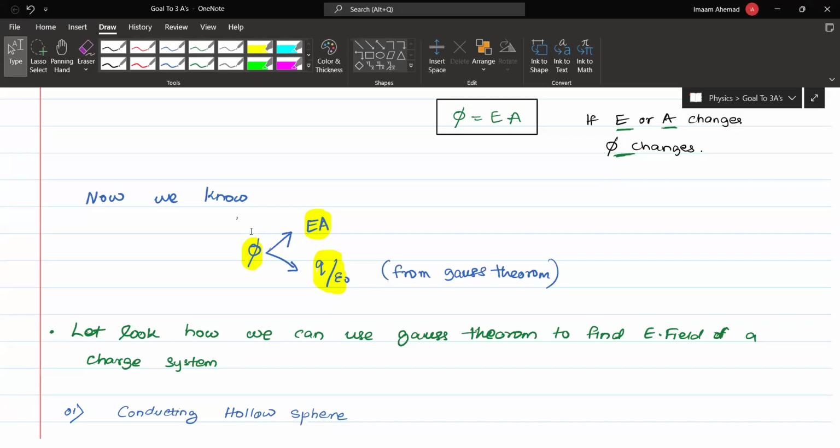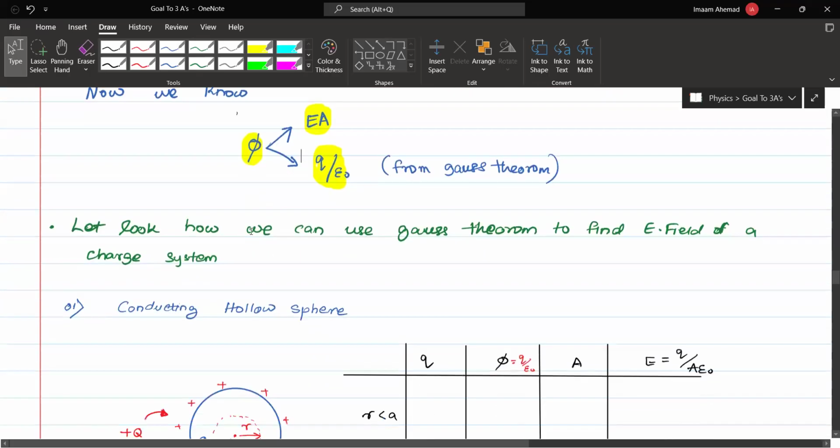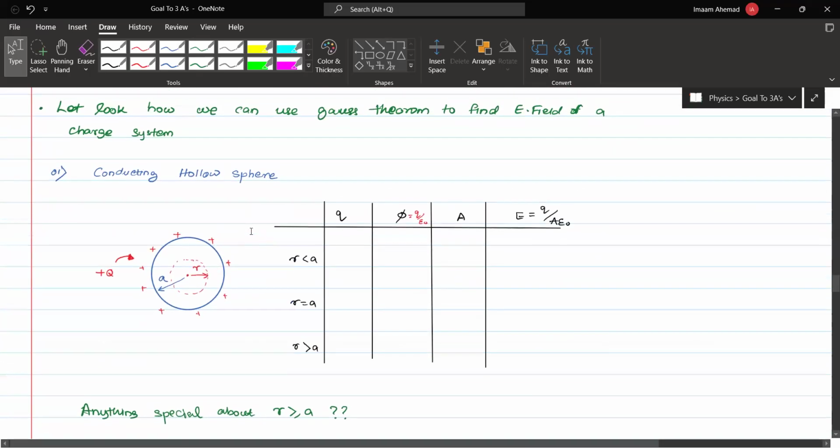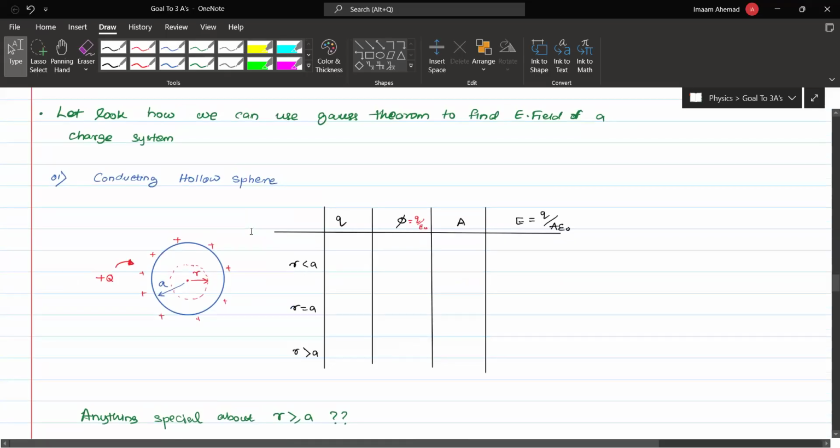Okay, so when we are going to find the electric field, we are going to put these two equations together. We are going to get one equation from Gauss theorem and the other equation from flux equal to EA, and then we are going to equate them. That's how we are going to find the electric field strength. So we have a small exercise to do over here. Let's start from a conducting hollow sphere.